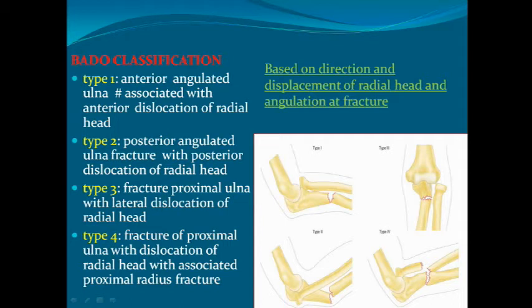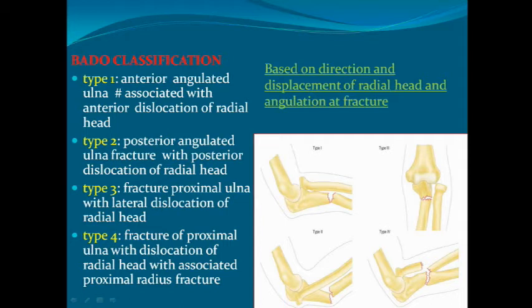In type 2, we have posterior angulation of the ulna fracture with posterior dislocation of the head. Here you see this angulation is towards the posterior side, and the radial head also has come to the posterior side instead of the anterior side. So we call it type 2 fracture.